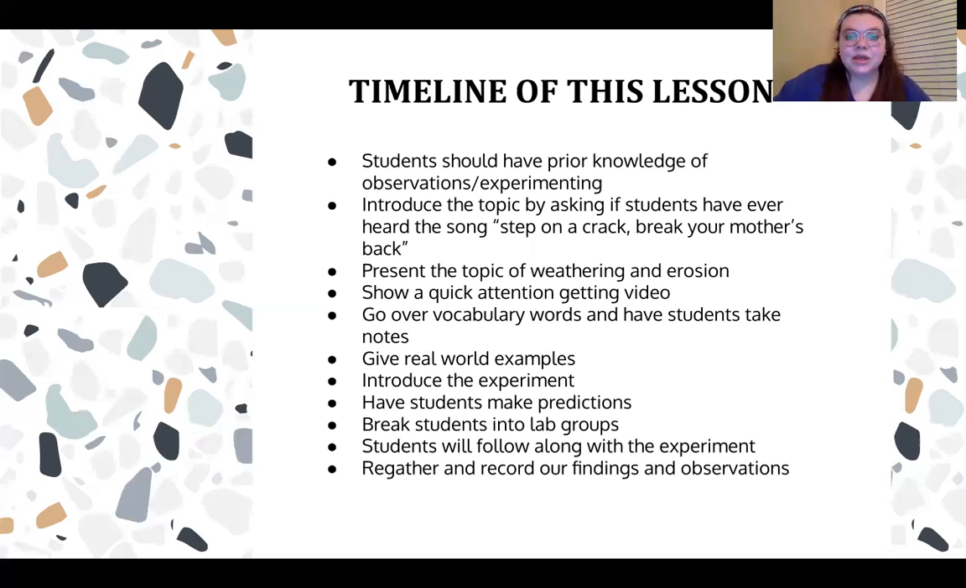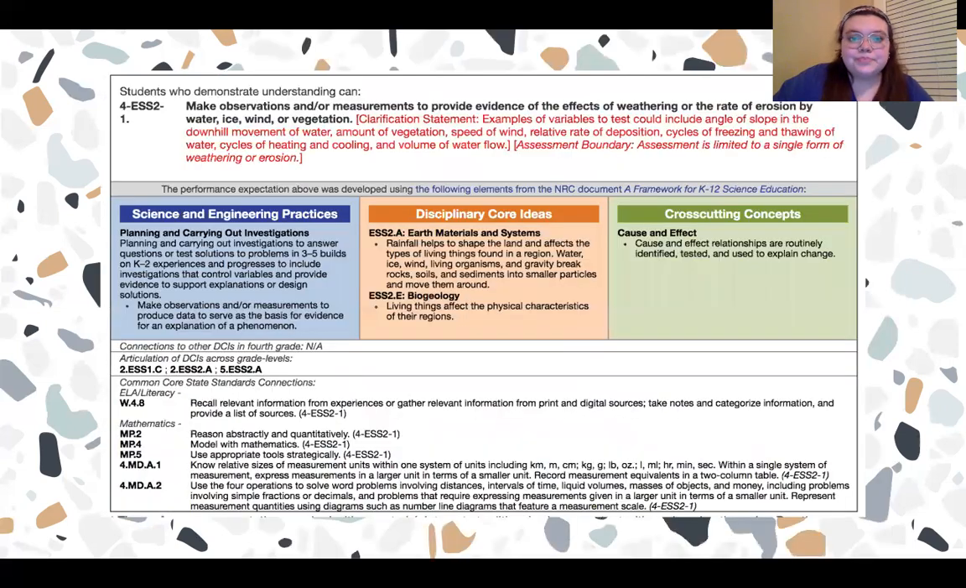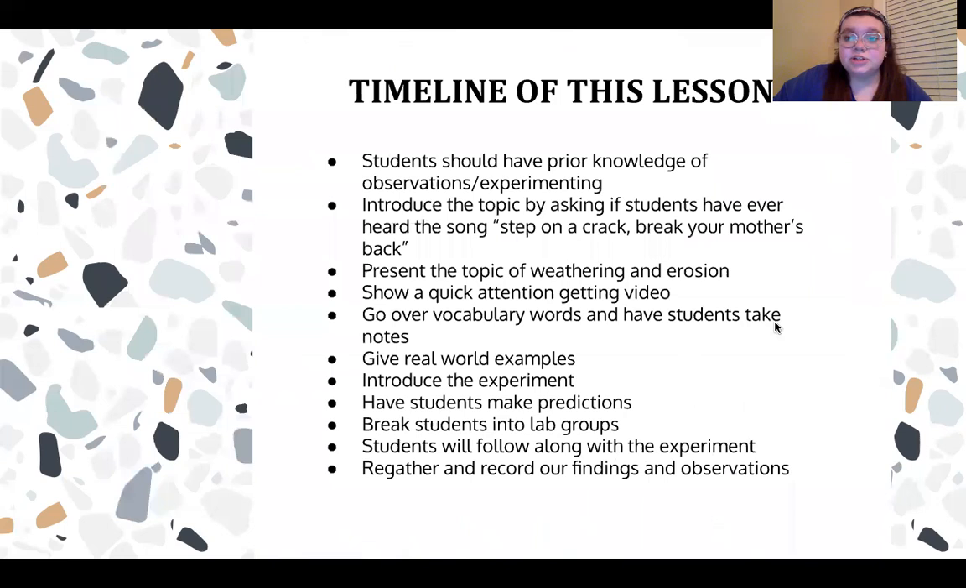Then I'll introduce the experiments and have students make predictions, which ties into making observations and measurements. So they're making those predictions to observe and to write about. Then breaking students into groups to do the lab that they would follow along with the teacher, and then regathering and recording the findings and observations. So making those observations about weathering and erosion so that it all ties back into this standard, nicely tied with a little bow.